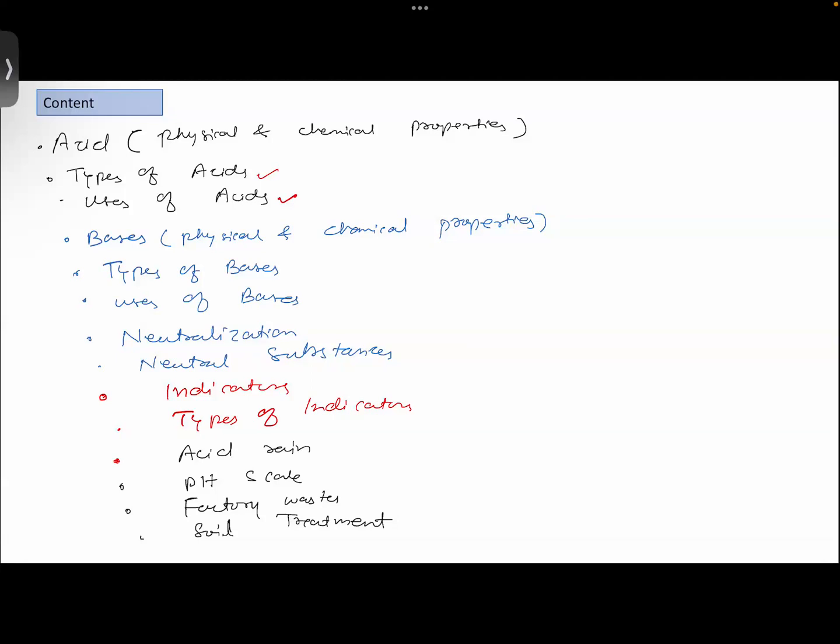Then we would later be learning about one type of acid that is present in sour things. In the previous class, we did learn about some of the types of acids. Then we would be learning about bases: what bases are and what their physical and chemical properties are. Then their uses. Then you'd be learning about what a neutralization reaction is and what neutral substances are.